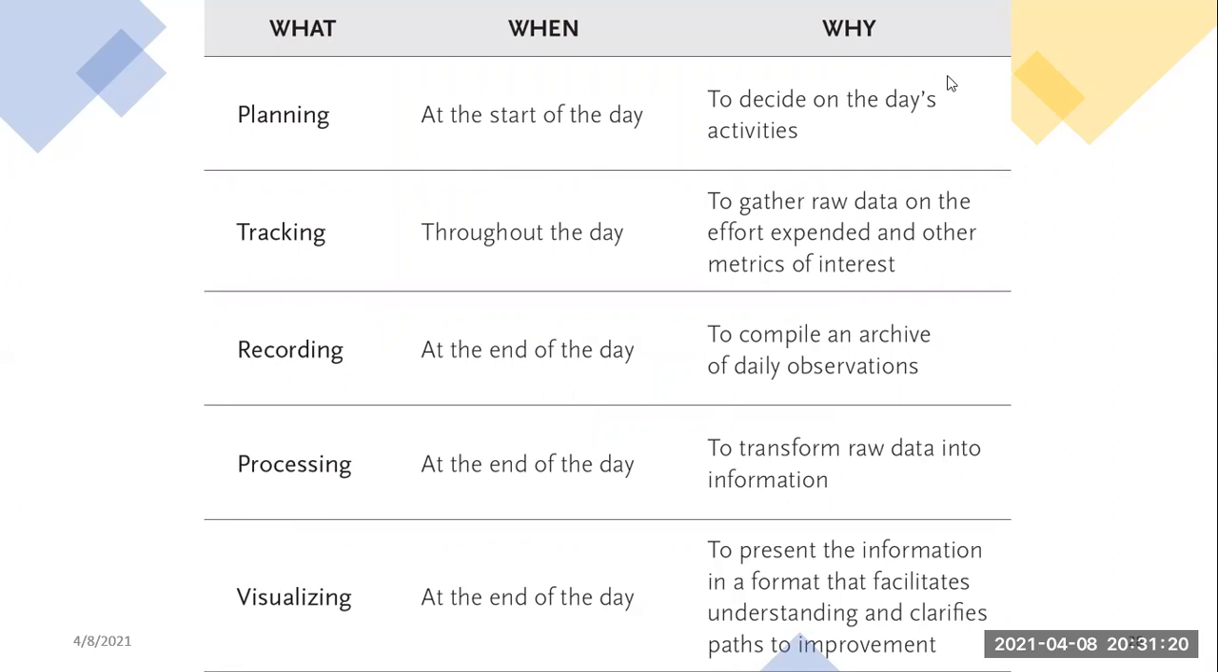Basically, we need to plan, track, record, and process. At the end of the day, we need to visualize everything. Starting the day with planning, and throughout the day, we need to track. At the end of the day, we need to record, compile an archive of daily observations about our daily activities, and then we need to process and visualize what happened throughout this process.